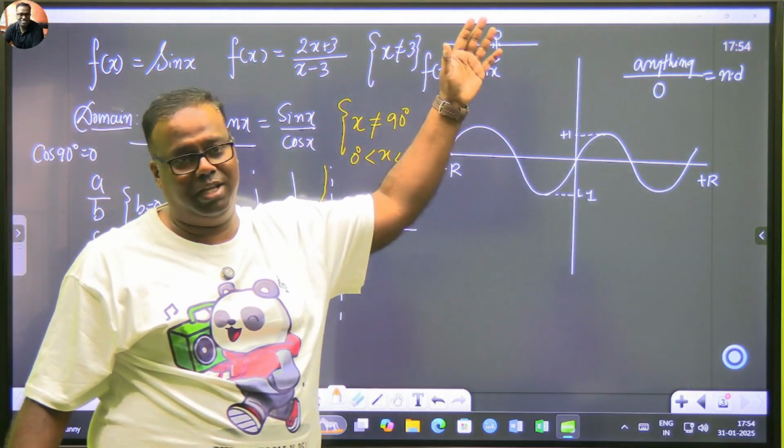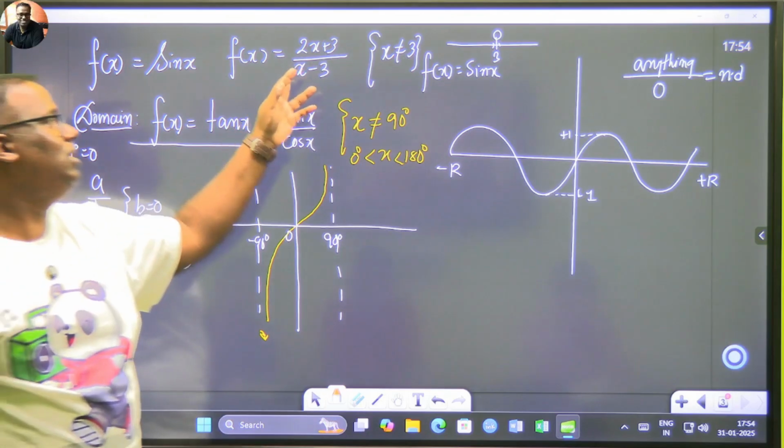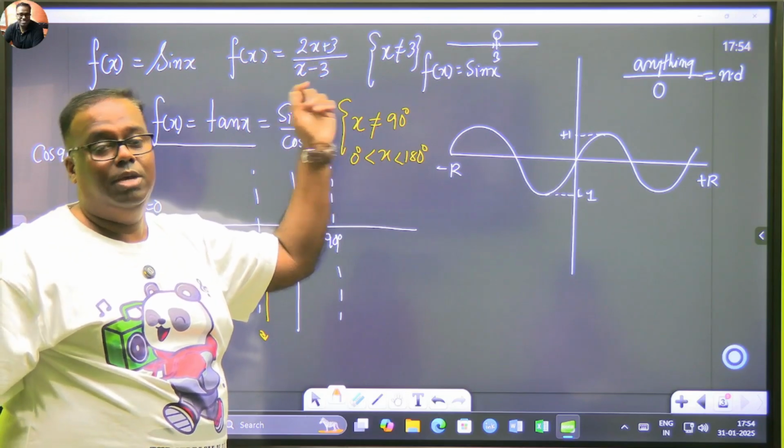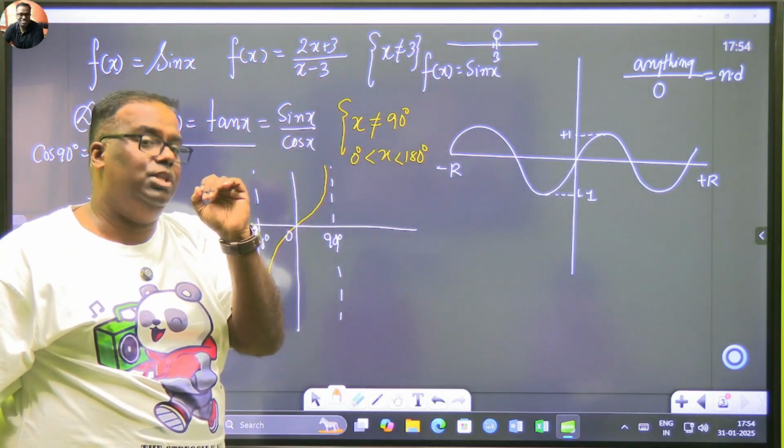Jo hum aage padhenge when we go to calculus. Can you calculate the function value of this? No, sir, we cannot calculate. This function is not defined. But at 3, can we get some value? Yes, you can get a limiting value.